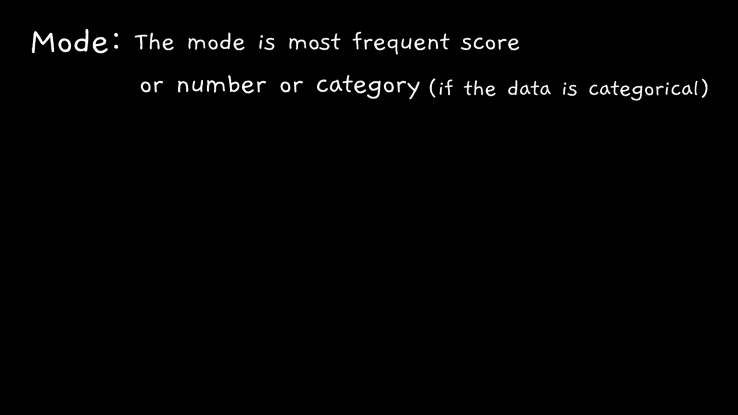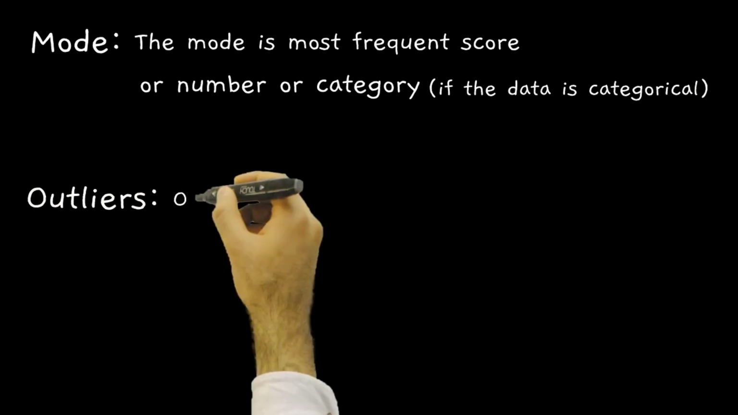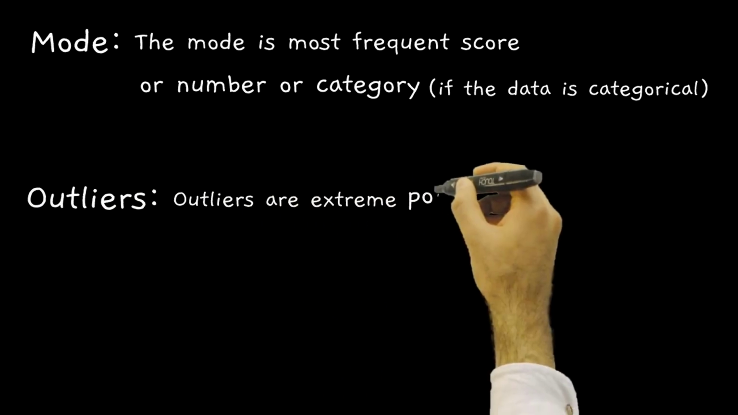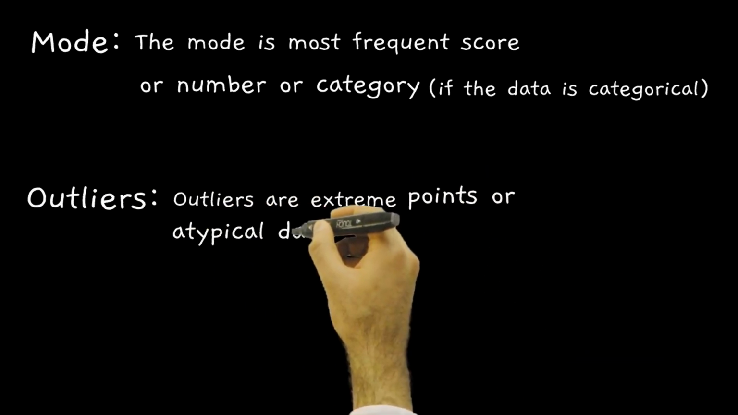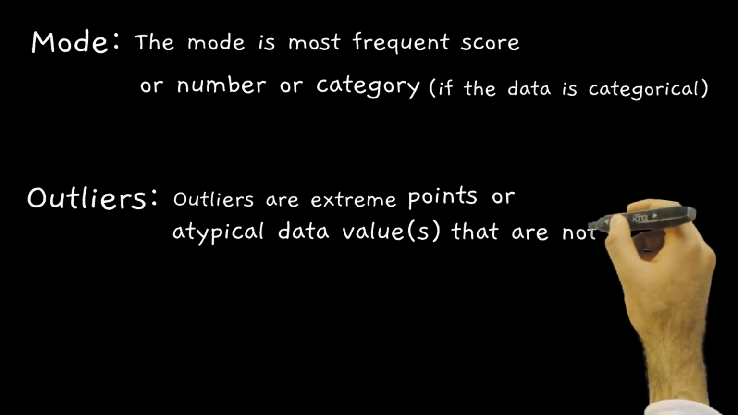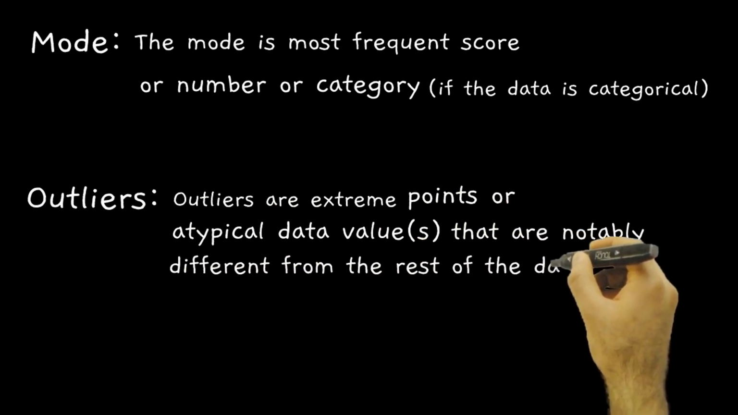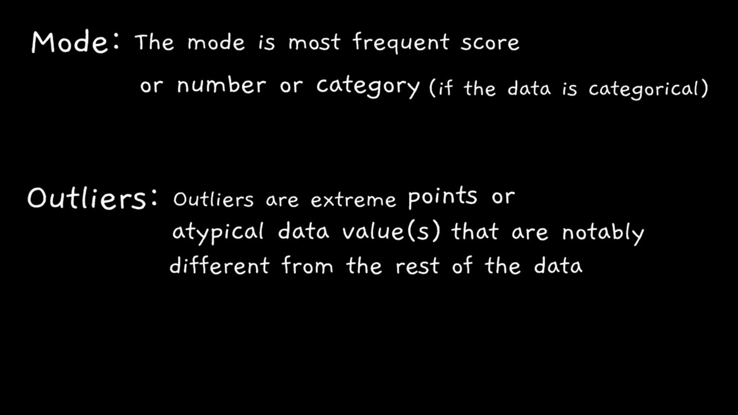So we have seen what an outlier is and its impact. Outliers are extreme or atypical data values that are notably different from the rest of the data. Outliers can happen because of multiple reasons, like mistakes or human errors or observational errors. It could be a genuine outlier. It might be actual observations. So outliers could be present in your data due to various reasons. Remember this. That's it for this video.